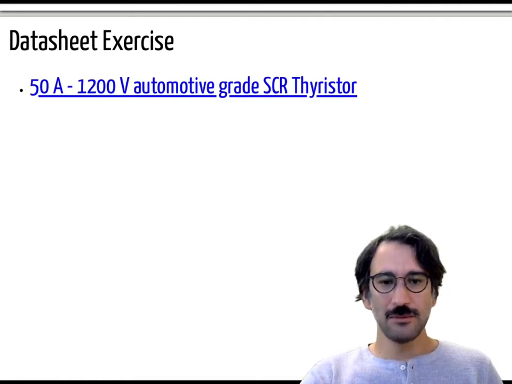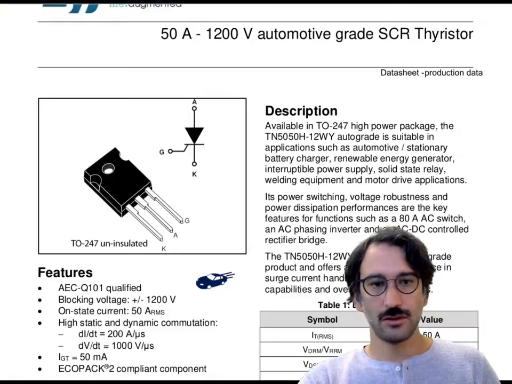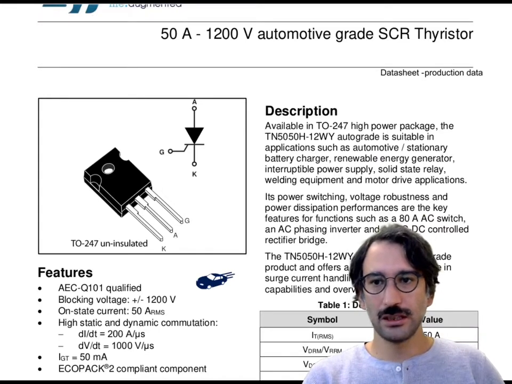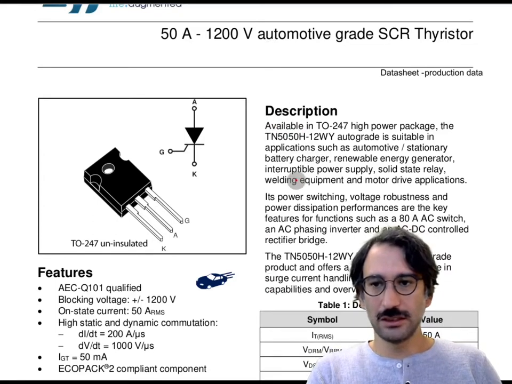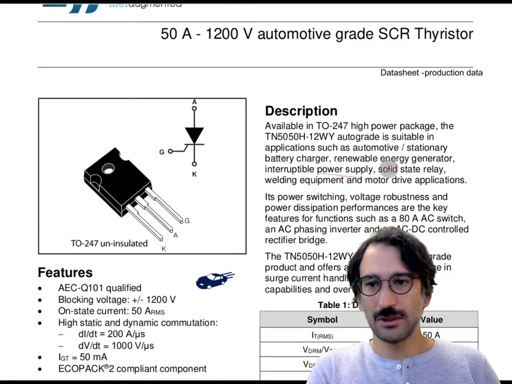So let's do a datasheet exercise like we did with the diodes. Here we have a 50 amp, 1200 volt automotive grade SCR, silicon controlled rectifier thyristor. Okay, we have our datasheet. This is for automotive applications, and again, it's quite useful to read those descriptions. It says power supplies, solid state relays, motor drive applications, and it can be used to switch like 8 amps for AC phasing and that kind of thing.